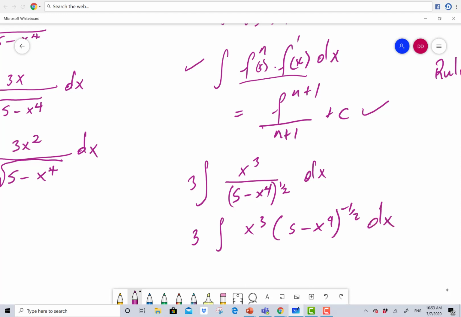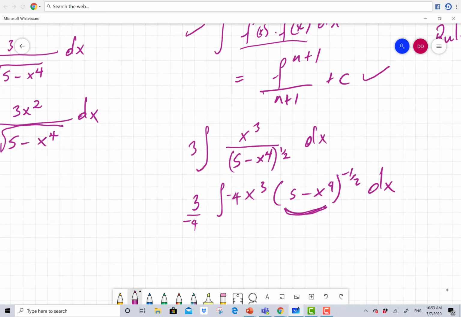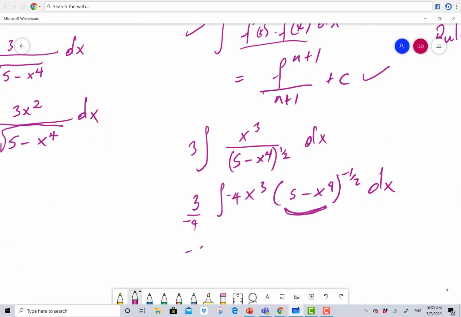By mere observation, I just need to recognize what is my f of x to the n and what is my f prime. If I differentiate this piece, I get negative 4x to the 3rd. So I can simply put negative 4 here, and that would be the exact derivative of what is inside. If I put in this negative 4, I'm going to have to take it out back, so that's going to be negative 4. Now this is of that format. So all I simply need to do is write negative 3 over 4.